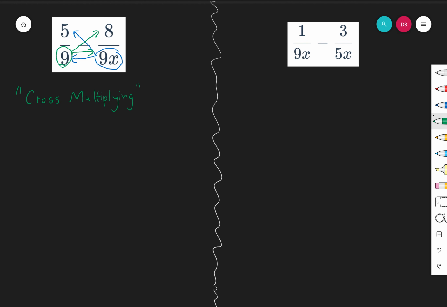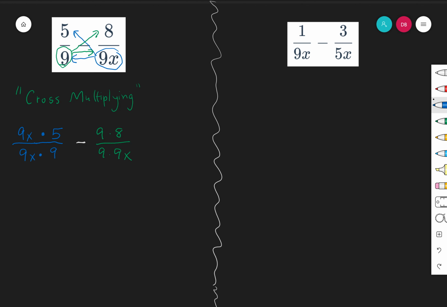Okay, so let's do this. We're going to have 9x over 9x. On the top, we're multiplying it by 5, and on the bottom, we're multiplying it by 9. So I just took 9x and multiplied it by the top and the bottom. We still have this subtraction problem. Then we took 9 and multiplied it by 8, and we take 9 and multiply it by 9x. Now I just need to actually multiply.